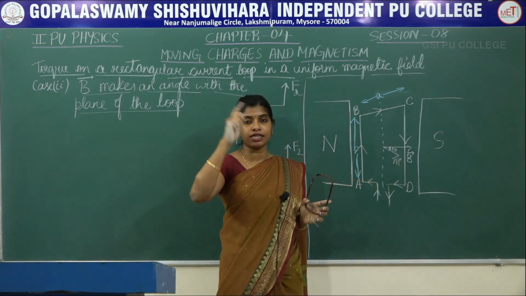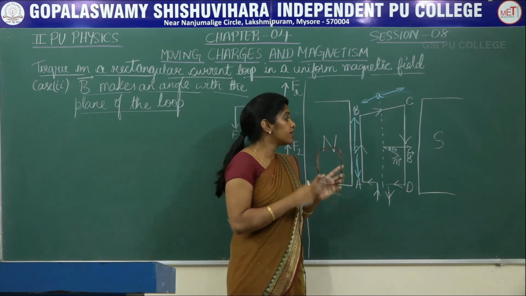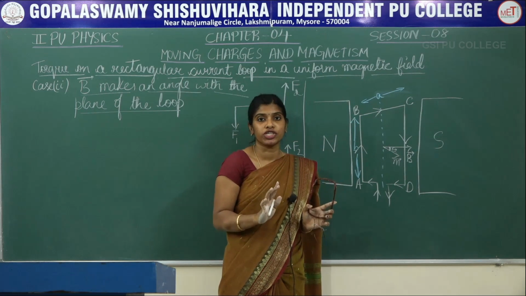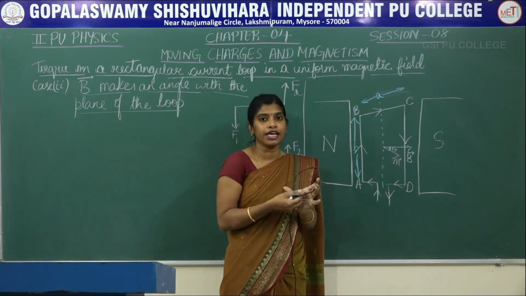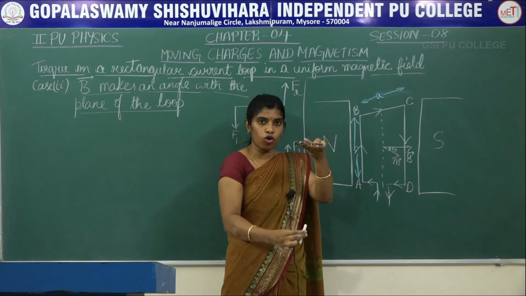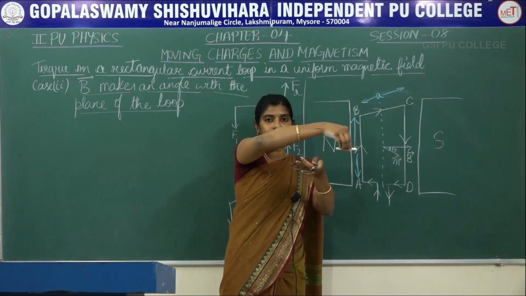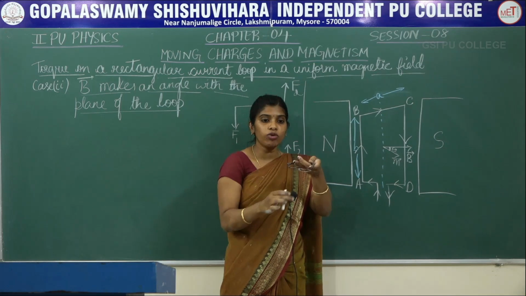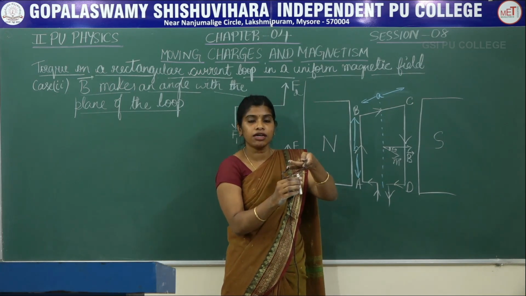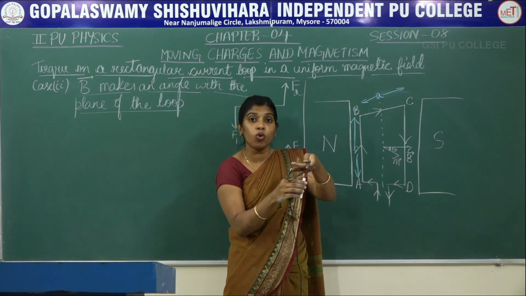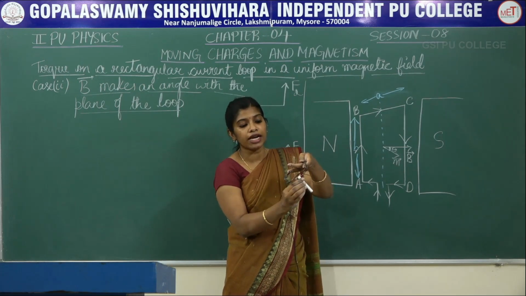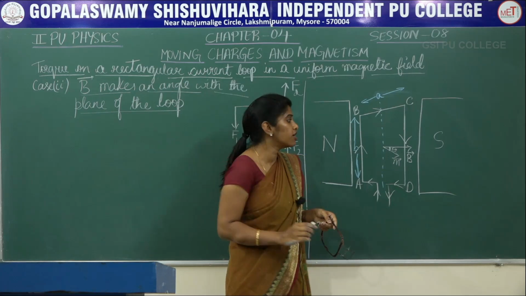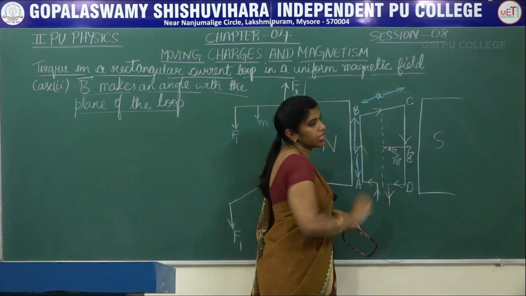In the previous case, that is case 1, the dipole moment and the magnetic field were perpendicular to each other. They were making an angle of 90 degrees. So the dipole moment was acting downwards and the magnetic field was acting in this direction. Therefore they were perpendicular to each other. But now in this case, as the rectangular loop is tilted, the magnetic field and the dipole moment are not perpendicular to each other. They are making some angle theta.